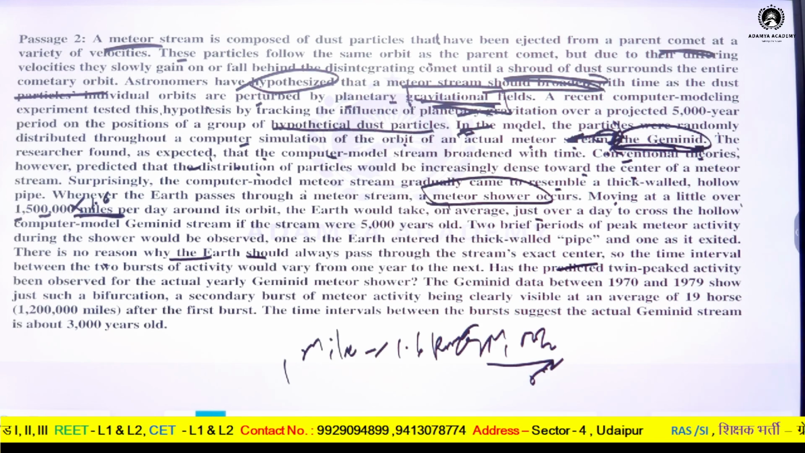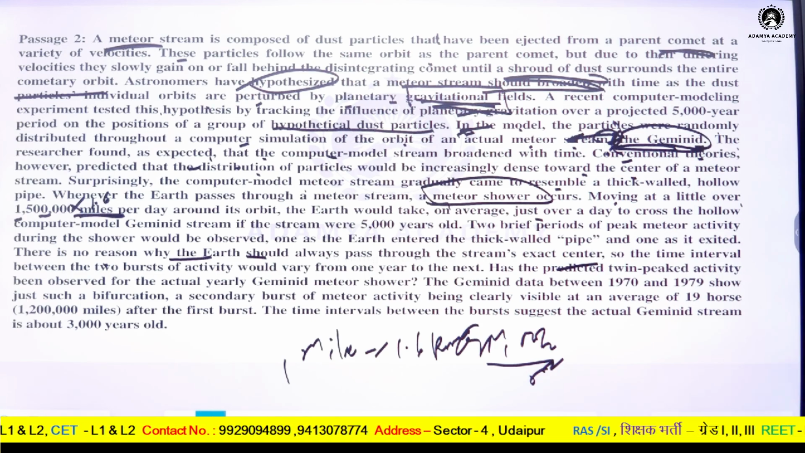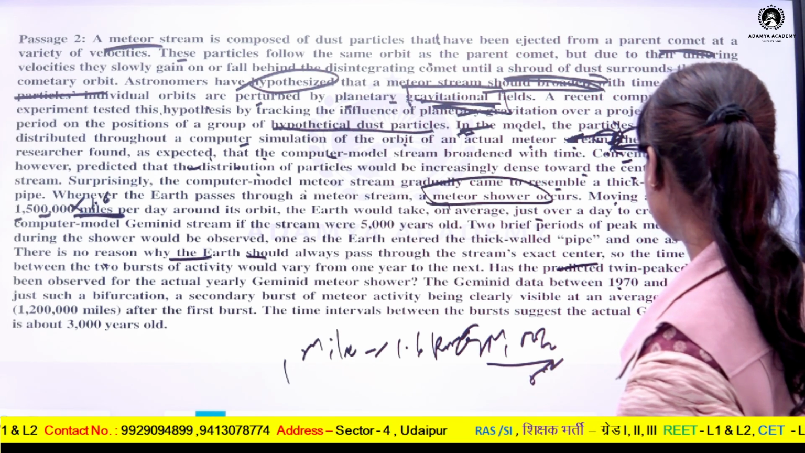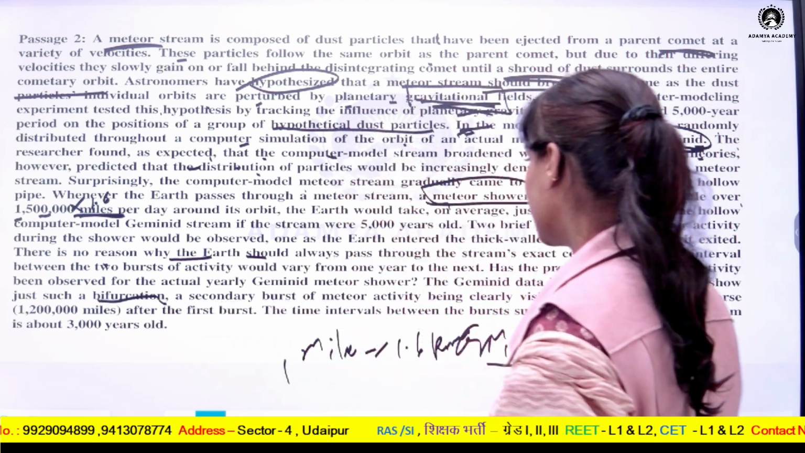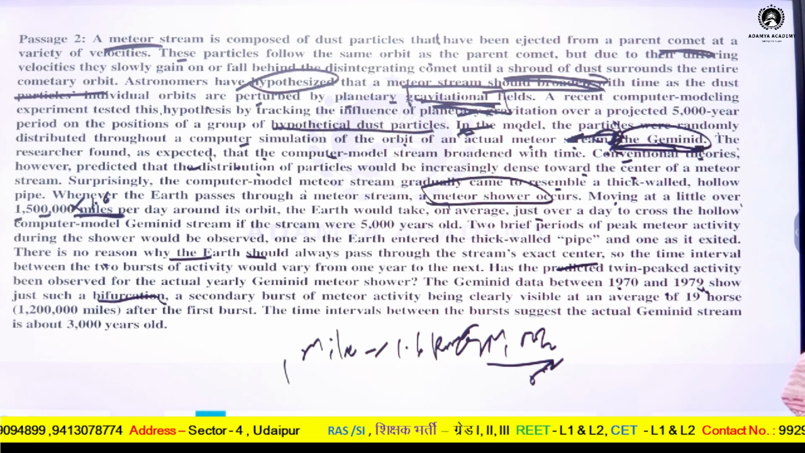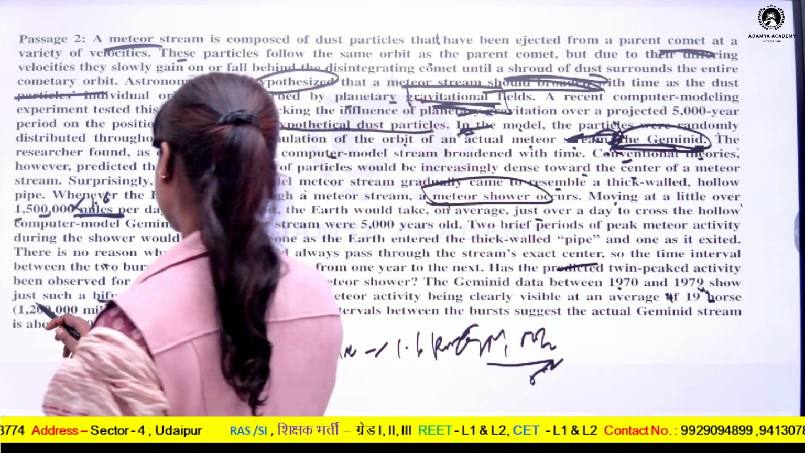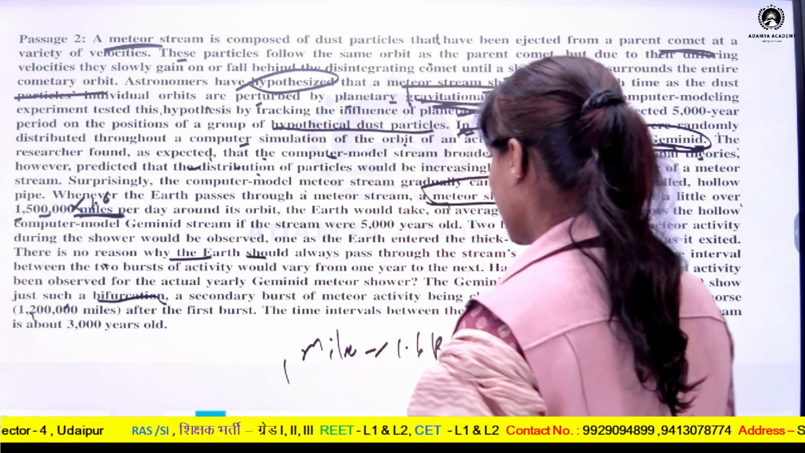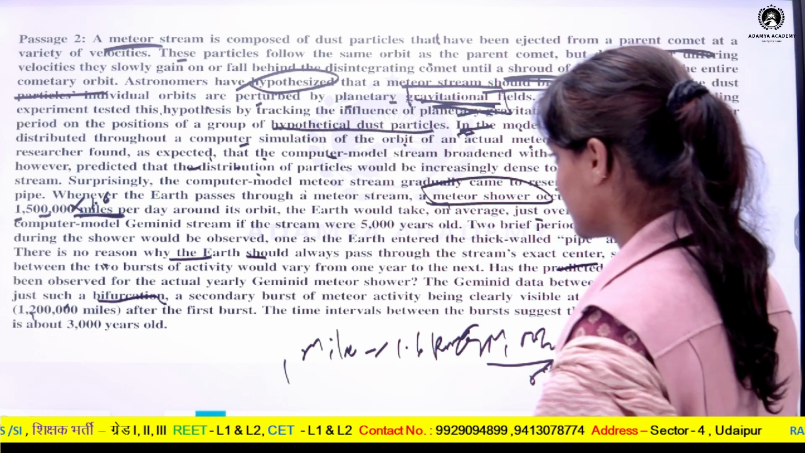Has the predicted twin-peaked activity been observed for the actual yearly Geminid meteor shower? The Geminid data between 1970 and 1979 show just such a bifurcation, a secondary burst of meteor activity being clearly visible at an average of 19 hours, which is 12 lakh miles, after the first burst. The time intervals between the bursts suggest the actual Geminid stream is about 3,000 years old.